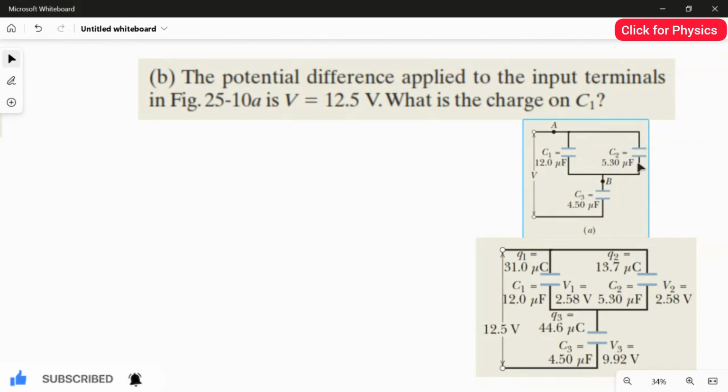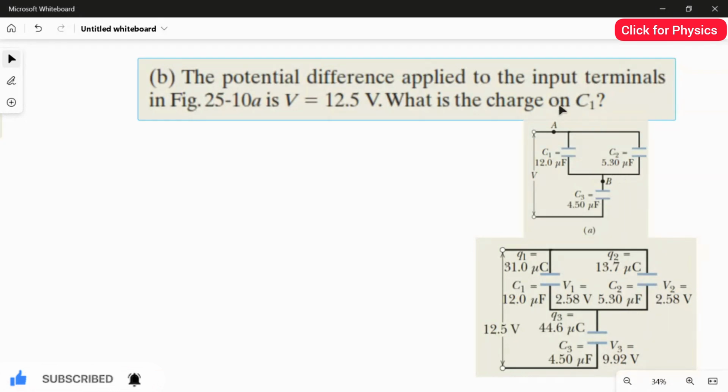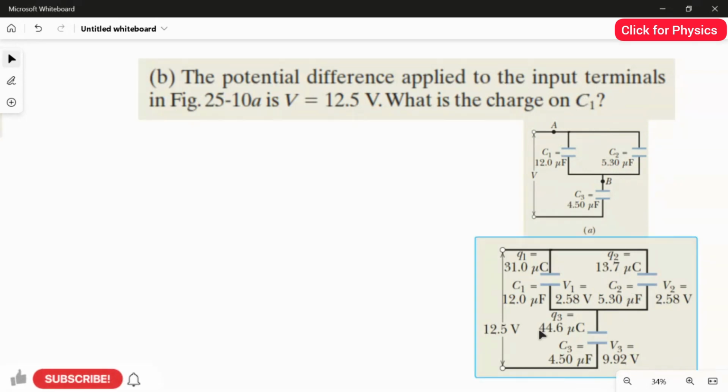What is the case for the series? When you have the series connection, the potential across each capacitor will be different, but the charge stored in the capacitors is the same. That is the concept we studied in the theory. Now we are going to find the charge stored in C1. I took the picture from your book because this is a sample problem. Here, if you see the circuit diagram, this is the final answer.